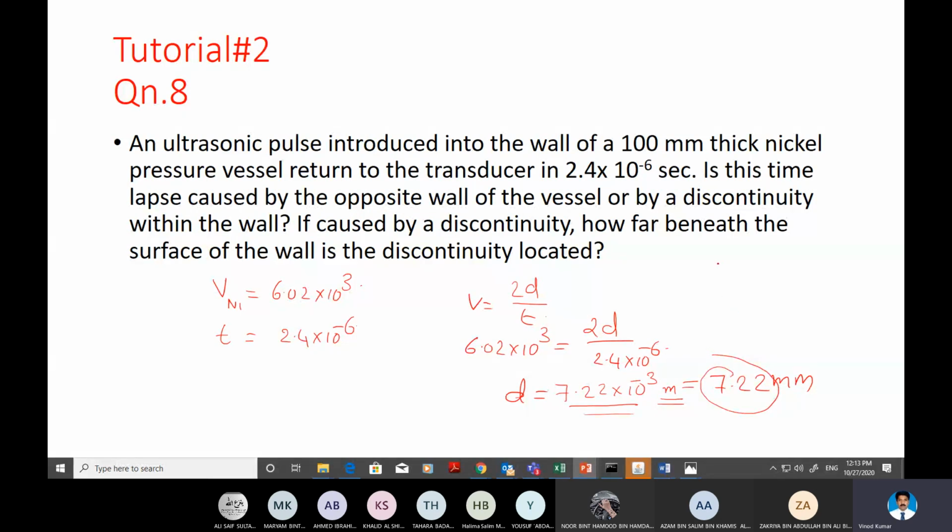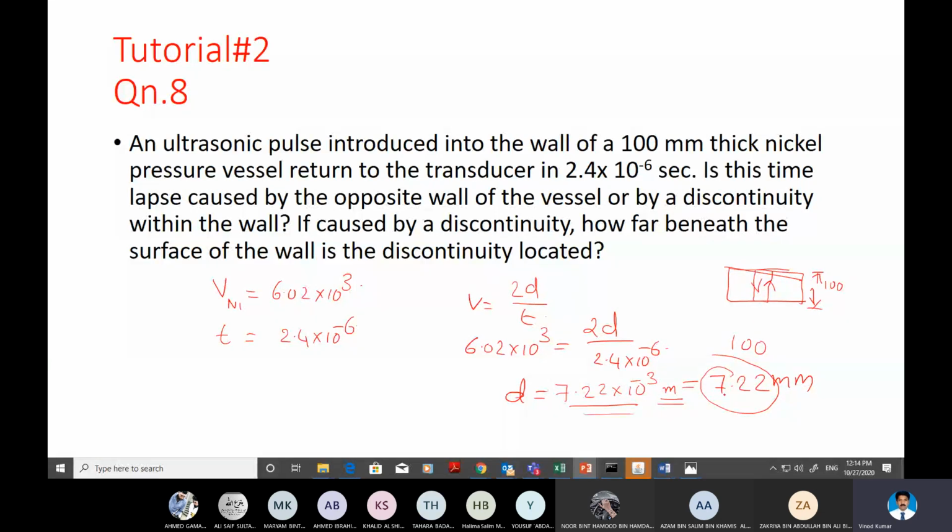Because look at that, we have a material here. The material has a thickness 100. If we get D as 100, that means definitely it will be from the back wall or opposite wall, correct? What does it mean? What is the meaning of this 7.22? Defect. Anyone? Defect. Definitely, yes, very good. It is from a defect. If we get D 100, what does it mean? The opposite wall. Yeah, it is from the back wall or from the opposite wall, we can say.